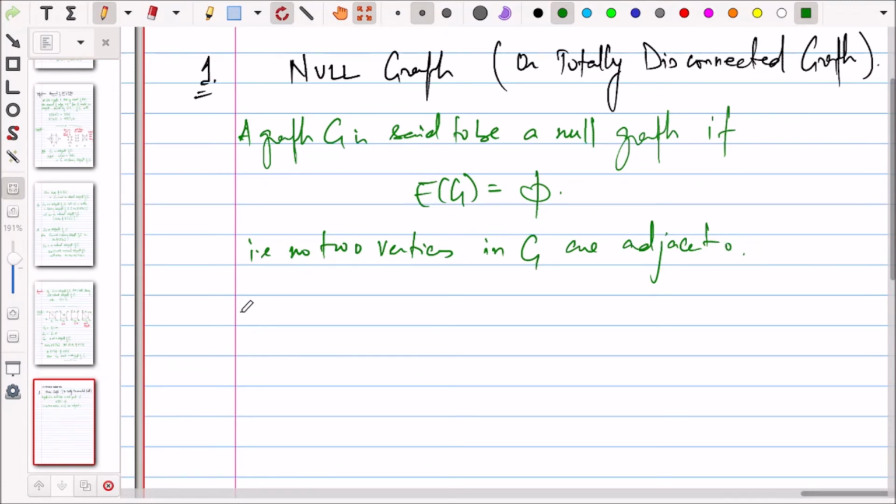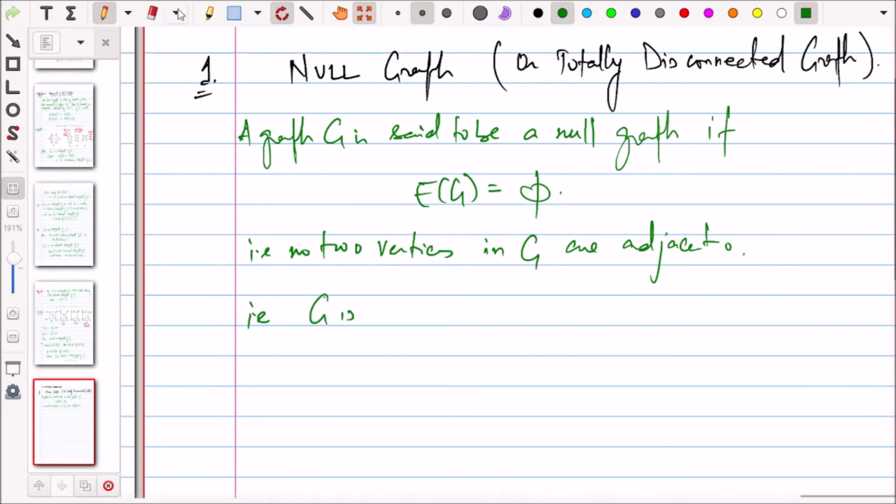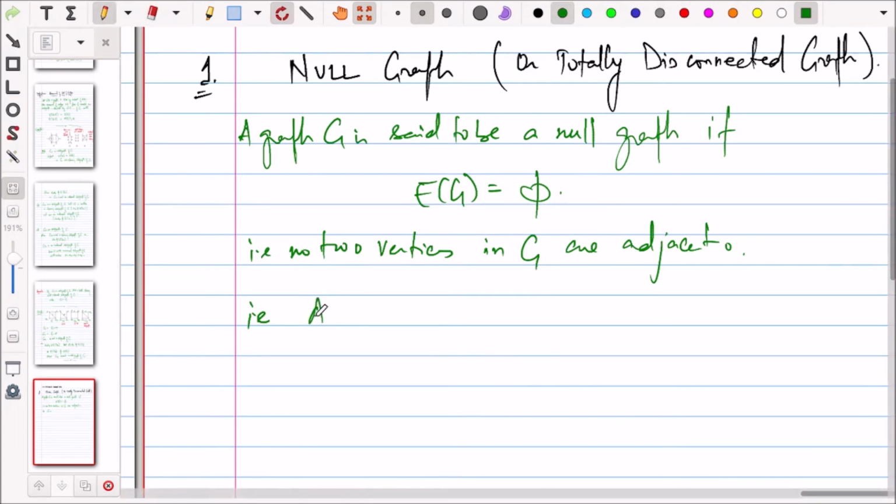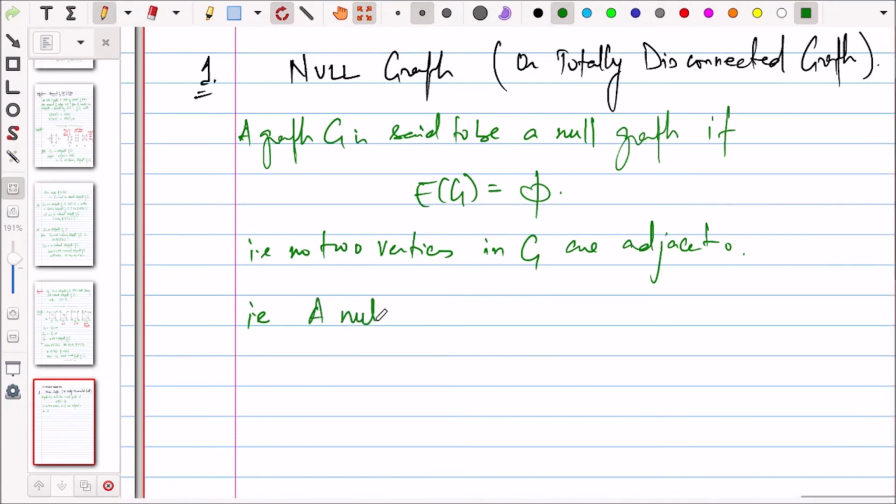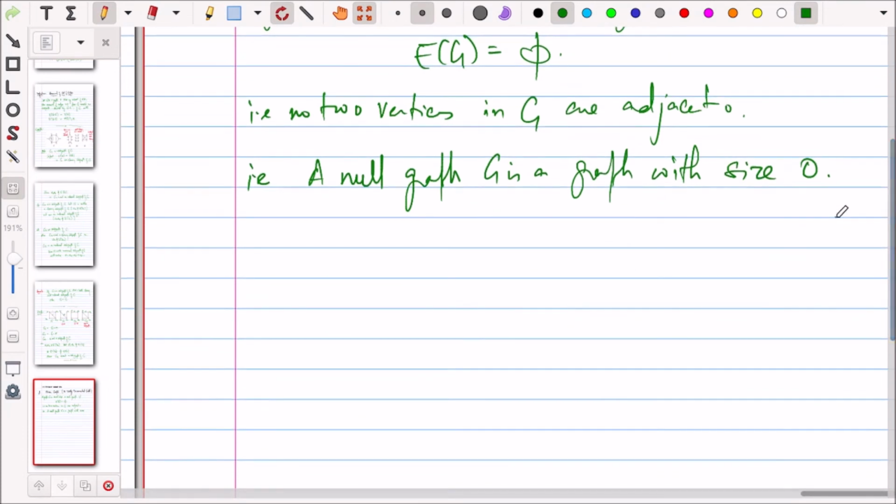That is, a null graph is a graph G of size 0. Order कुछ भी हो सकता है, size has to be 0. ठीक है, order means number of vertices, size means number of edges. So number of edges should be 0. ठीक है, एग्जाम्पल देख लेते हैं.